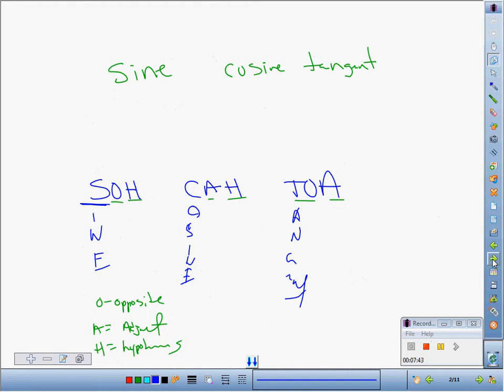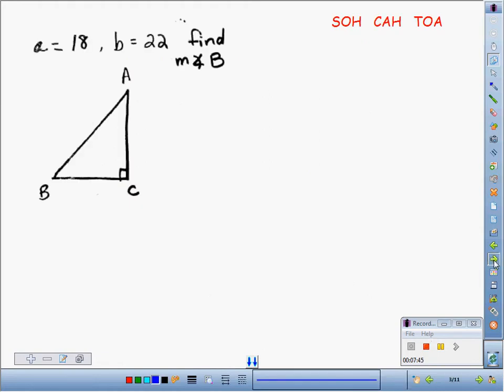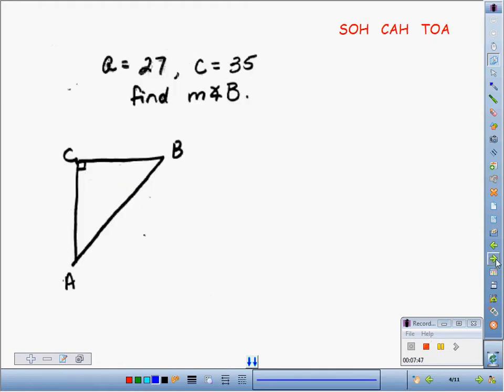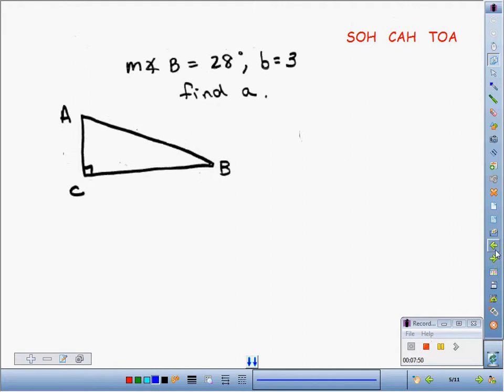So we're going to skip over this one right here. We're going to skip over this one. And please go to this problem on your practice sheet. And let's put this information in the picture. Measure of angle B is 28 degrees. Little b, which is located across from capital B, is 3. Find little a, put that in the picture.